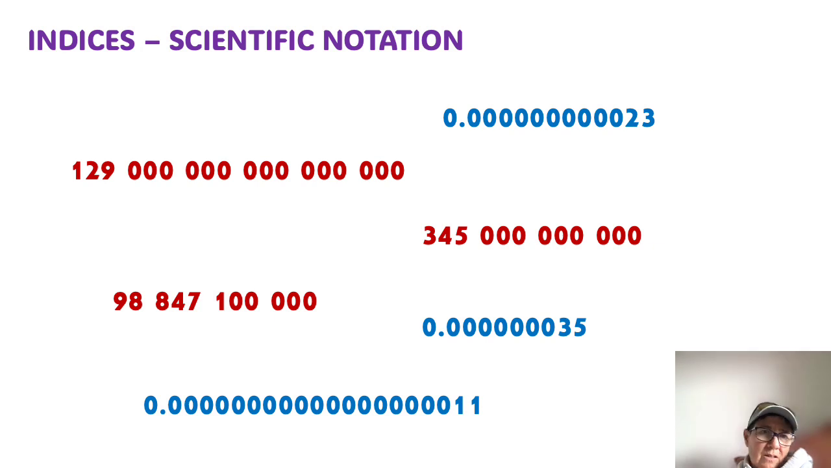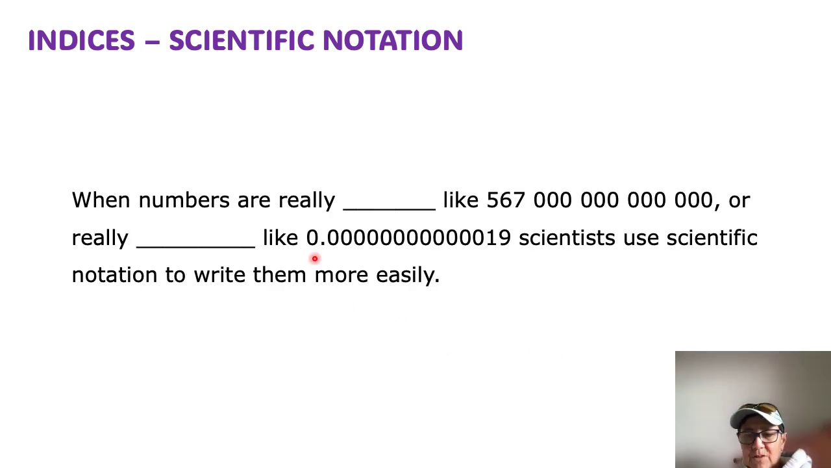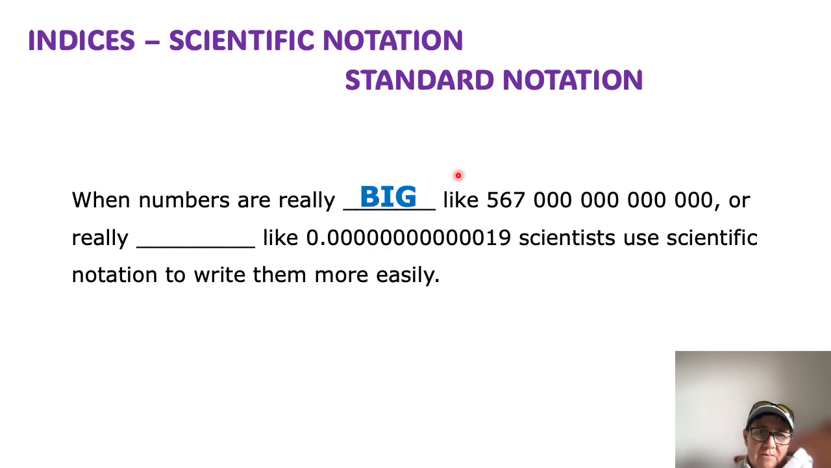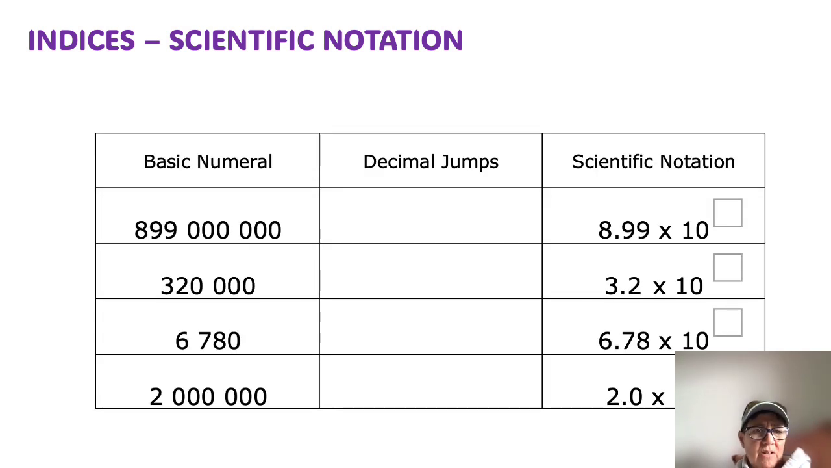So when numbers are really big, like this one, or really small, like this one, scientists and mathematicians use scientific notation to write them more easily. Some call it standard notation. So you might see scientific notation or standard notation, but it's a way to write really big and really small numbers easily. We're going to have a go. You might do this with me on your guided notes, and I'll try and go slowly.